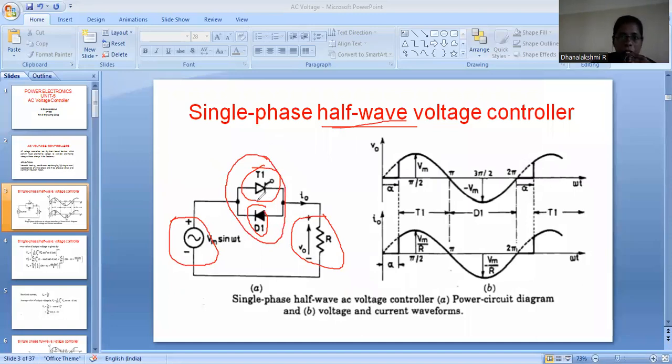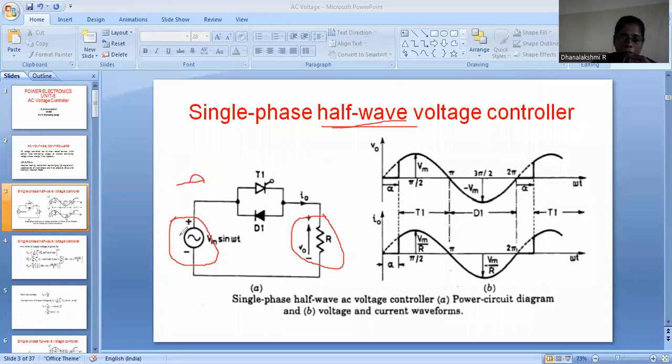In this half wave AC voltage controller, we have a thyristor and a diode connected back to back in anti-parallel fashion. Here the AC voltage is given. Let me take that initially the positive half cycle is coming out. Let us discuss one full cycle. So initially, let me take that I have a positive half cycle.